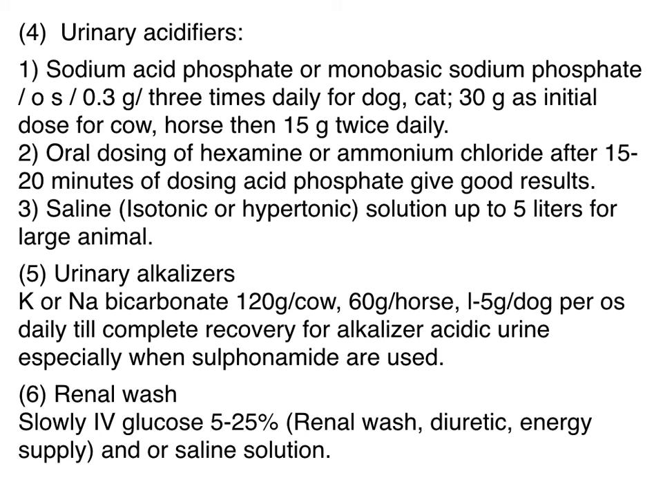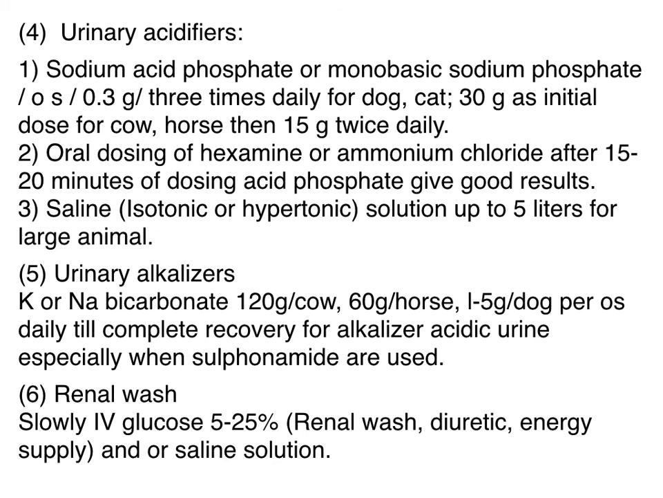مثال على ذلك الصوديوم أسيد فوسفيتس or monobasic sodium phosphates daily. Initial dose for cow and horse 15 gram twice daily. Oral dosing of hexamine or ammonium chloride after 15-20 minutes of dose acid phosphates give good results. Saline isotonic خاصة isotonic hypertonic solution up to 5 liters for large animal.